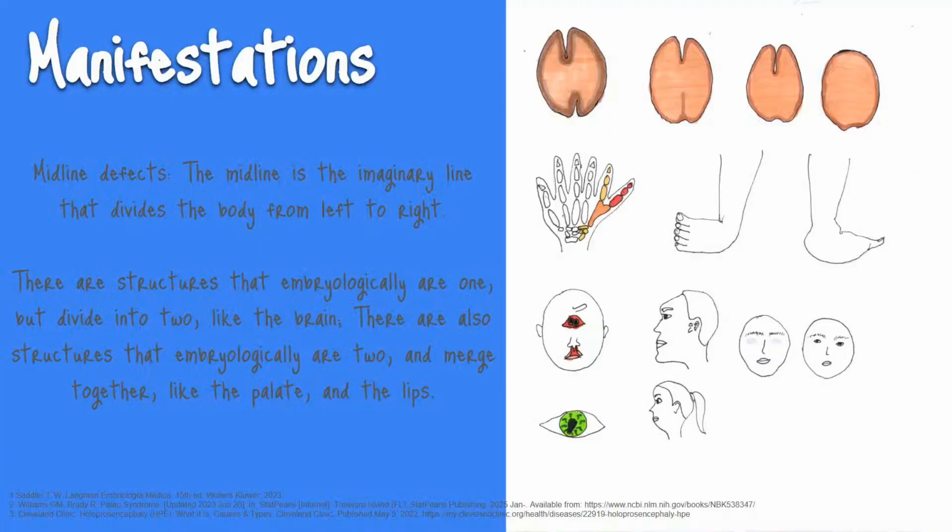Manifestations. So, before we talk about manifestations, I'll talk a bit about the normal embryology. Patau syndrome is most known for its midline defects. What is the midline? The midline is the imaginary line that divides the body from left to right. There are structures that embryologically are one but divide into two, like the brain. There are also structures that embryologically are two and merge together, like the palate and the lips. Keep this in mind when I talk about clinical manifestations, especially in the head.